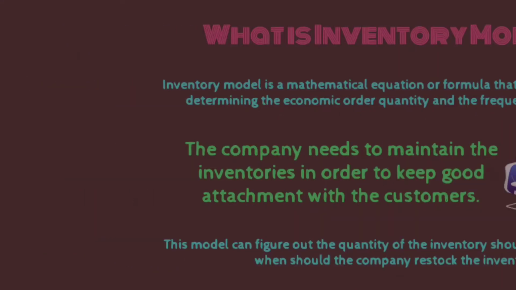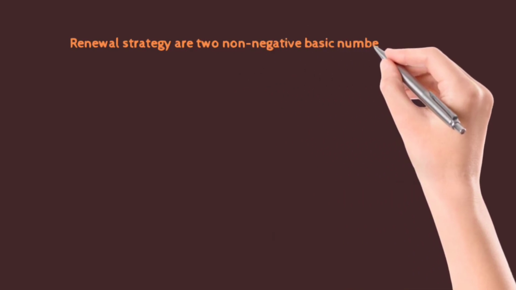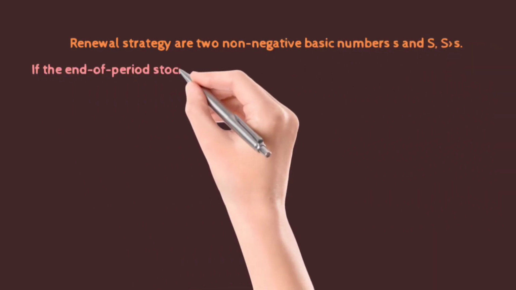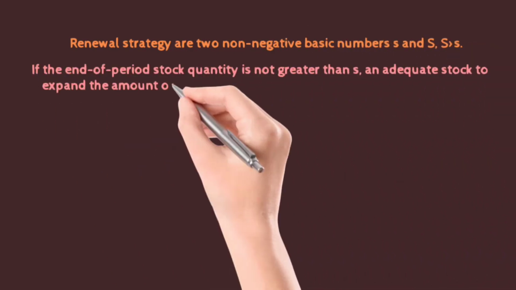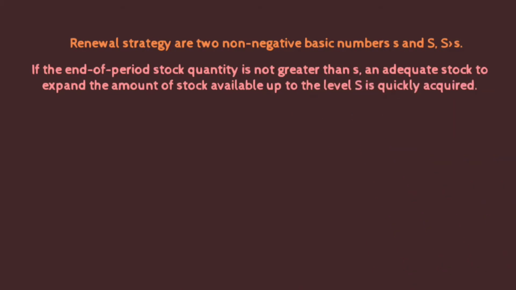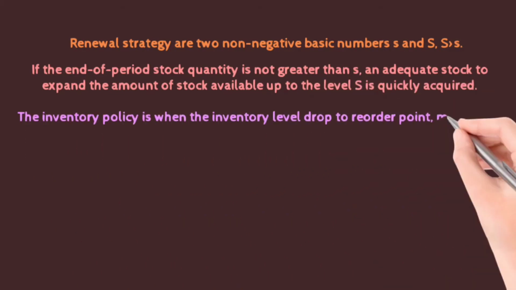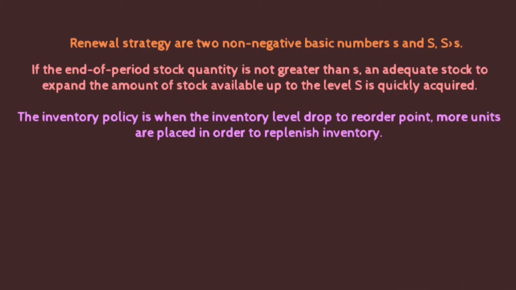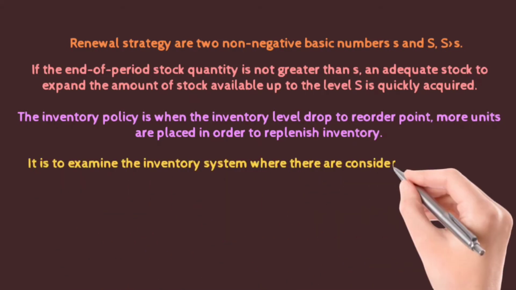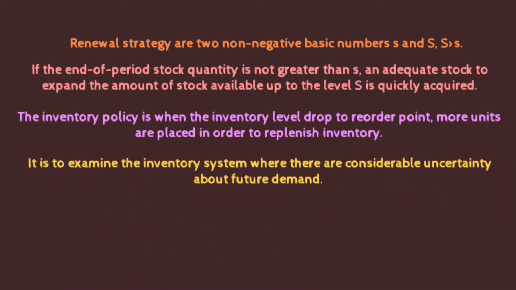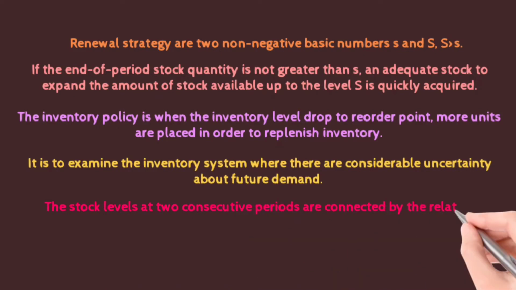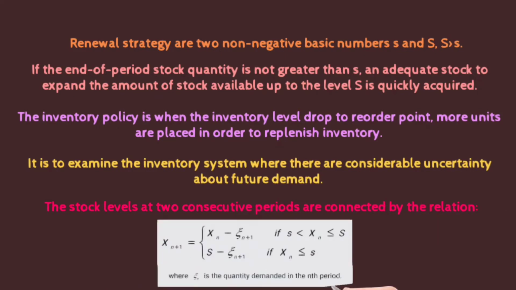Renewal strategy: there are two non-negative basic numbers s and S, with S greater than s. If the end-of-period stock quantity is not greater than s, an adequate stock to expand the amount of stock available up to the level S is quickly acquired. The inventory policy is that when the inventory level drops to the reorder point, more units are ordered to replenish inventory. It is used to examine the inventory system where there is considerable uncertainty about future demand.